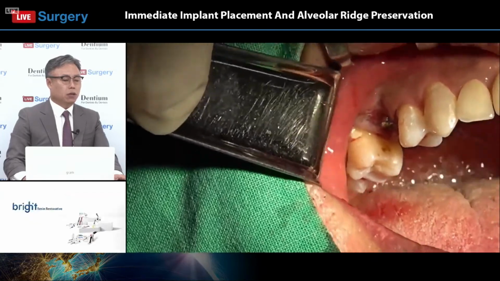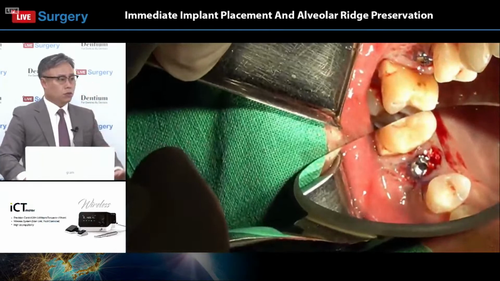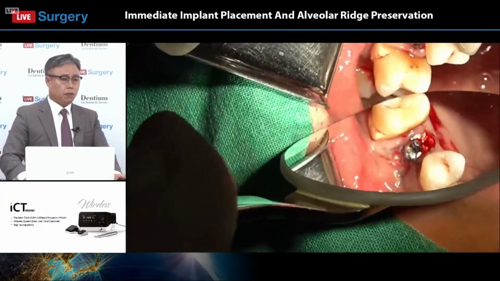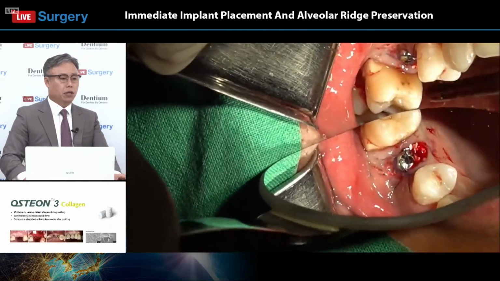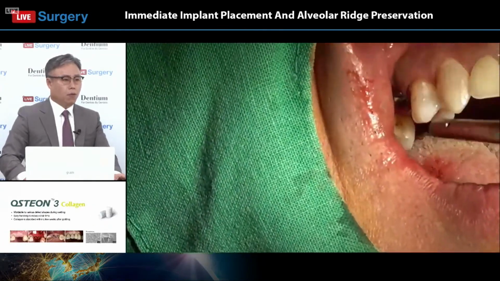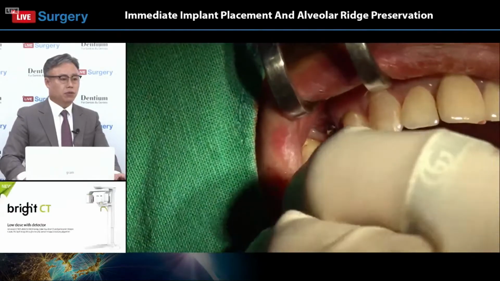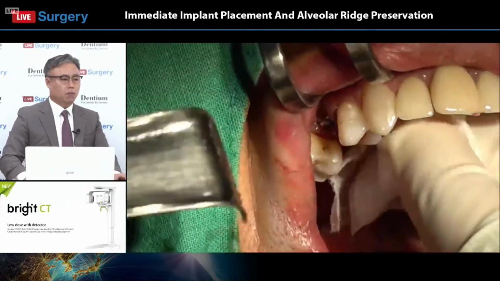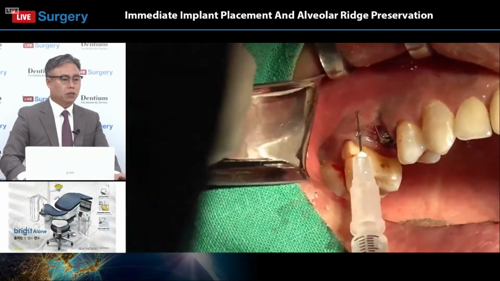I think it's done for today. He extracted the tooth with minimal trauma and placed the implant with proper primary stability and bone graft on the buccal and palatal gap defect, and made the suture with the matrix suture, keeping both sides of the flap closed to each other.